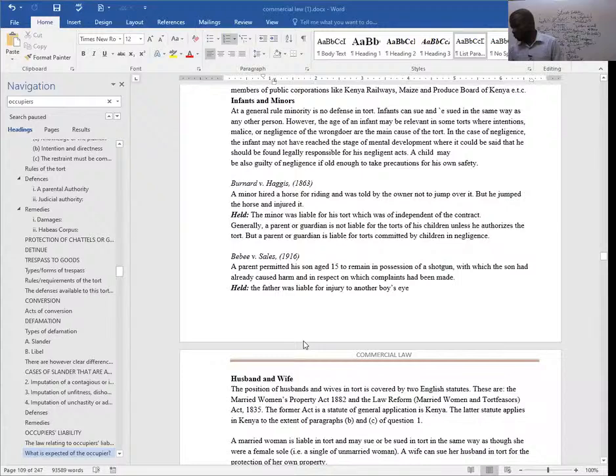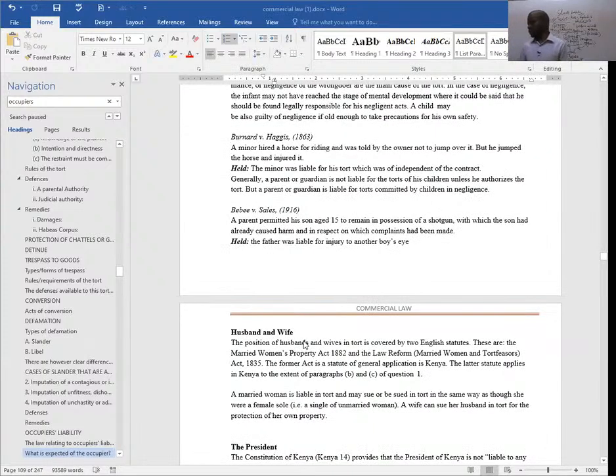Husband and wife. The position of a husband and a wife in tort is covered by 2 English statutes. This one is borrowed from the common law. The former act is a statute of general application in Kenya. So a married woman, and this is where it is important, is liable in tort and may sue or be sued in tort in the same way as though she were a female sole, a single or unmarried woman. A wife can sue her husband in tort for the protection of her own property.